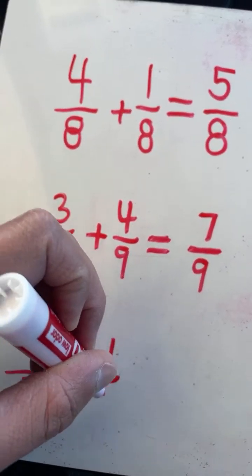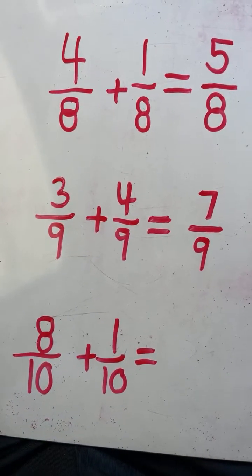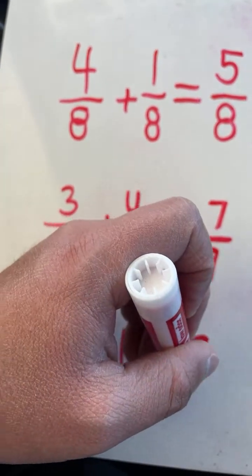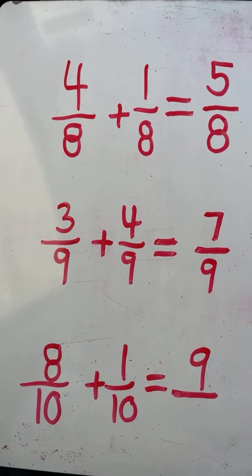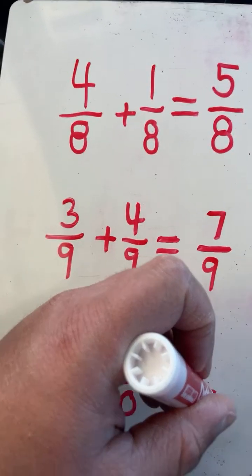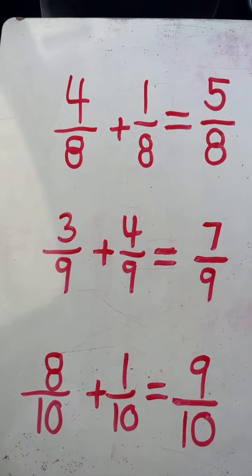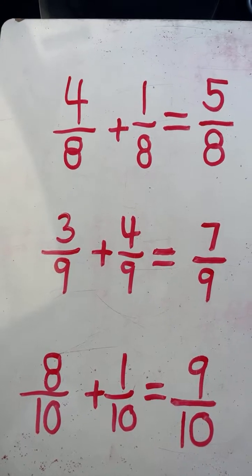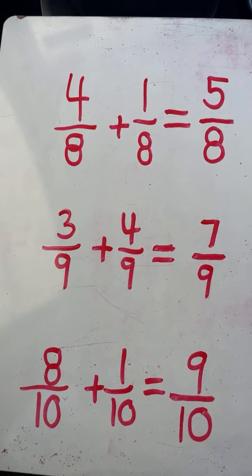8/10 plus 1/10. 8 plus 1 equals 9. Now our denominator is 10 for both fractions, so it's going to be 10 in our answer. So we have our final answer. 8/10 plus 1/10 equals 9/10.